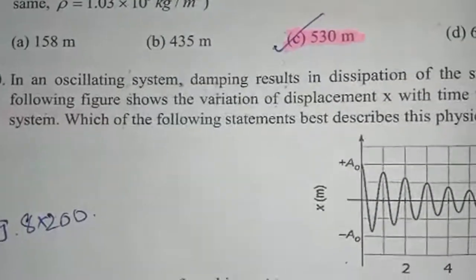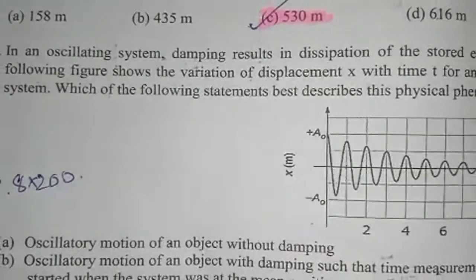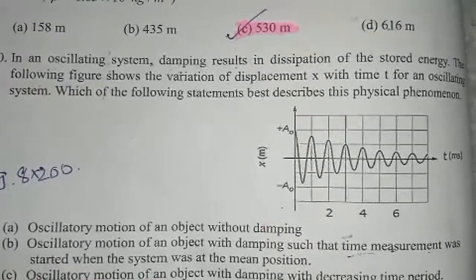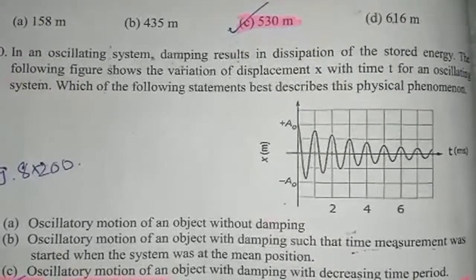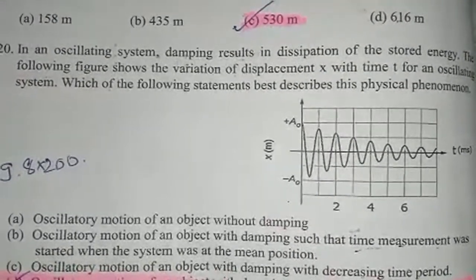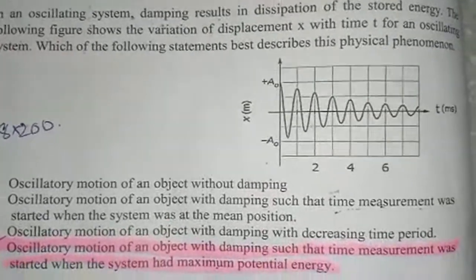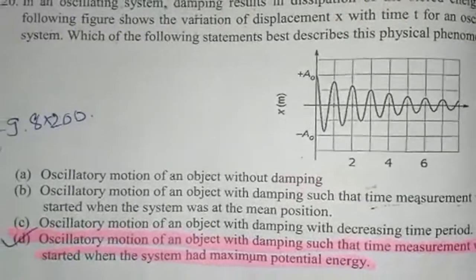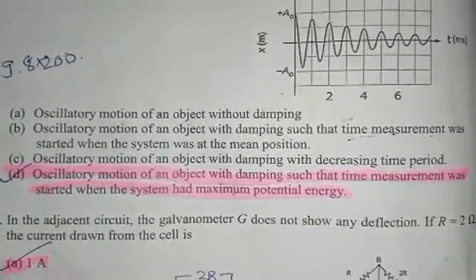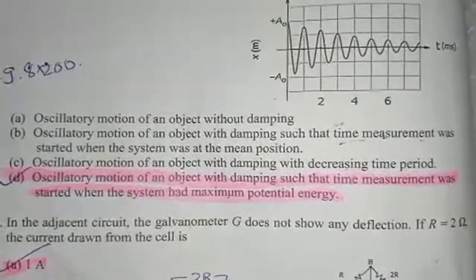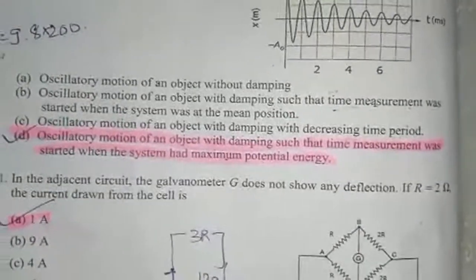Our next question is, in an oscillating system, damping results in dissipation of the stored energy. The following figure shows the variation of displacement x with time t for an oscillating system. Which of the following statements best describes the physical phenomenon? This is the graph of x versus t. So the correct option is oscillatory motion of the object with damping such that time measurement was started when the system had maximum potential energy.